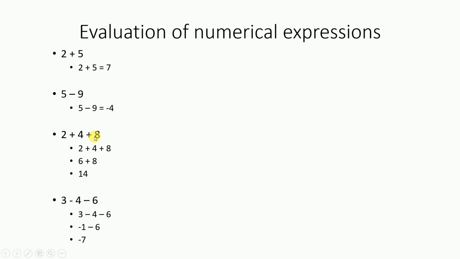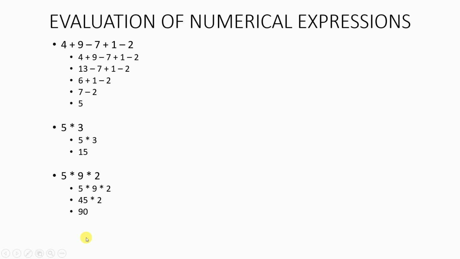2 plus 4 plus 8. Now we need PEDMAS rules, because we don't have parentheses to specify which addition has to be performed first. So 2 plus 4 has to be performed first, because only addition operators are there. You have to proceed from left to right. So 2 plus 4 is 6, and 6 plus 8 is 14. And 3 minus 4 minus 6. Here also you need PEDMAS rules. There are only subtraction operators. You have to proceed from left to right. First 3 minus 4 will be evaluated. It is minus 1, and minus 1 minus 6 is minus 7.